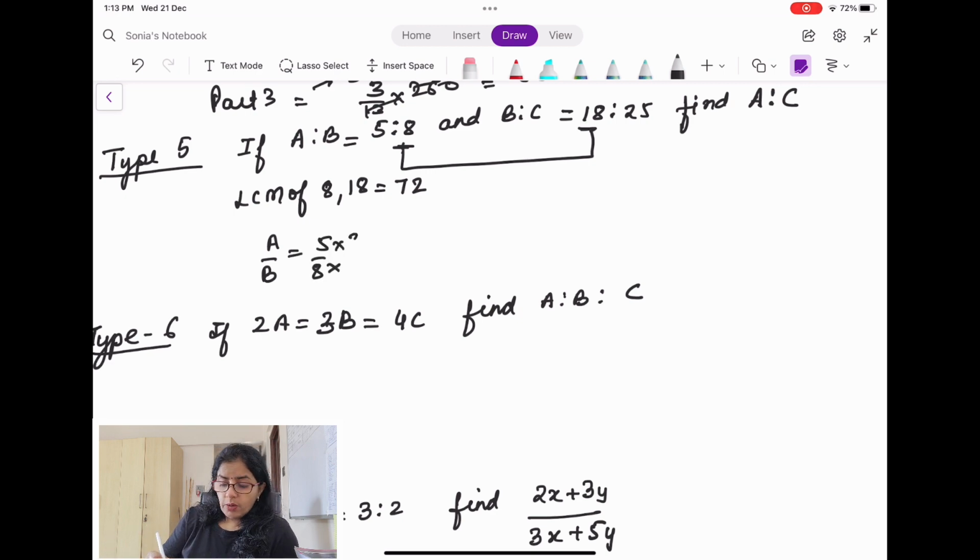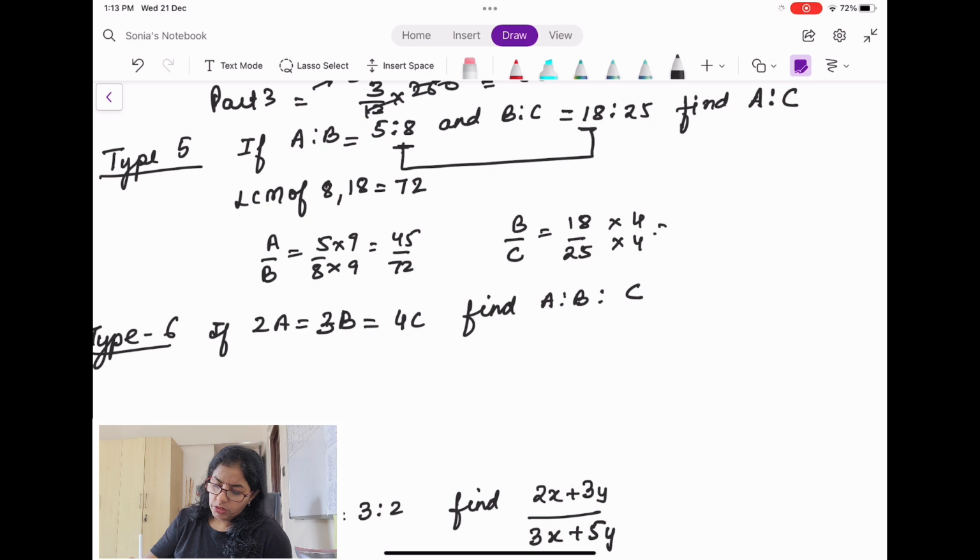Okay, so now A upon B is 5 upon 8. We multiply it by 9 to make it 45 by 72. B is to C is B upon C. Let's write it like that. B upon C is 18 upon 25, and we have to make it 72. That means you are multiplying by 4, so it is 72 by 100.